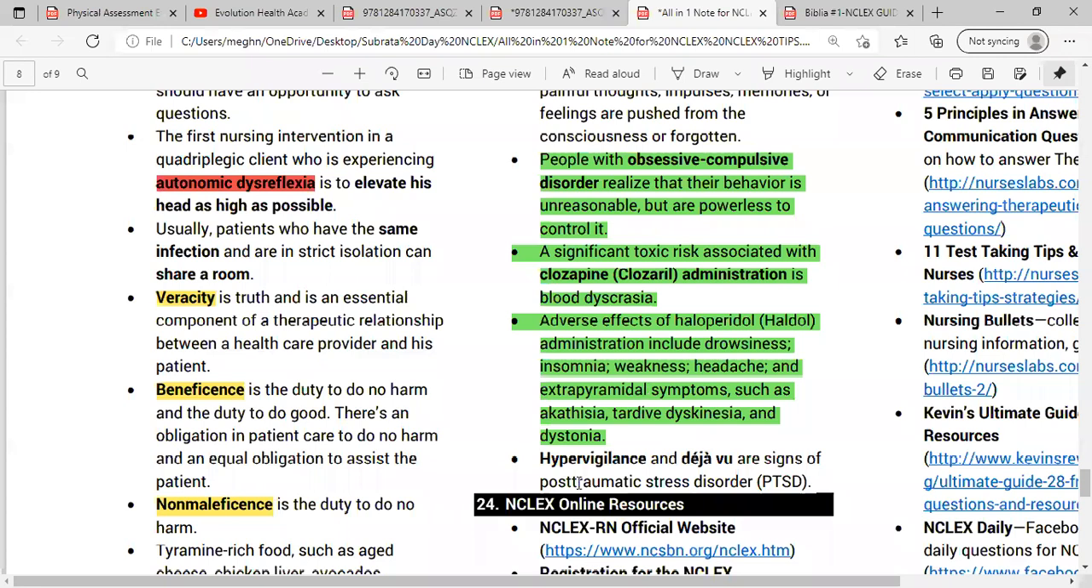So what is hypervigilance? It is a sign of post-traumatic stress disorder.